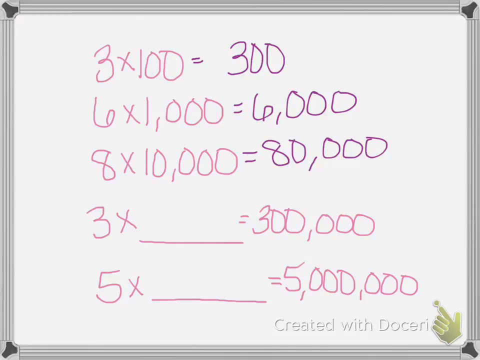3 times blank equals 3,000. So if I look at my 3, it's in my 100,000ths place, so I know it's 100,000. 5 times blank equals 5 million. Since the 5 is in the millions place, I know it's 1 million.